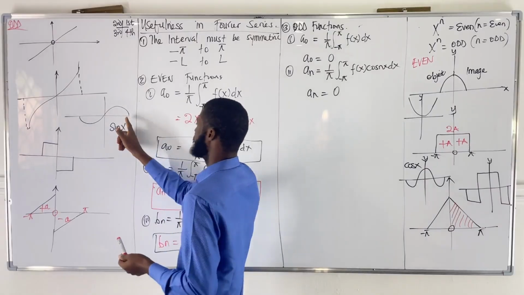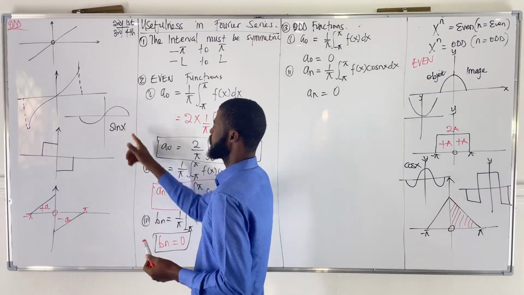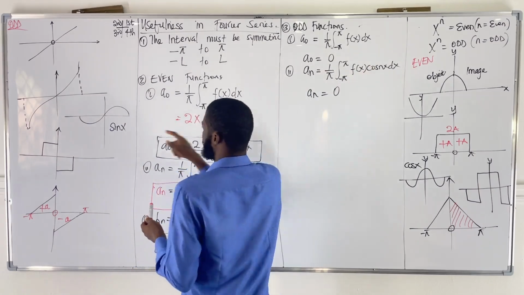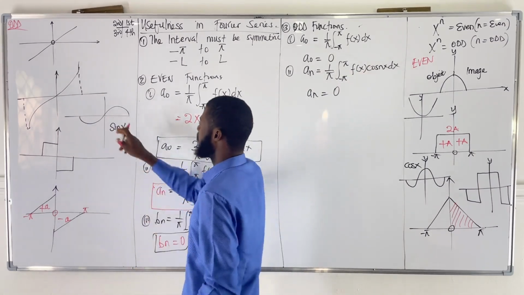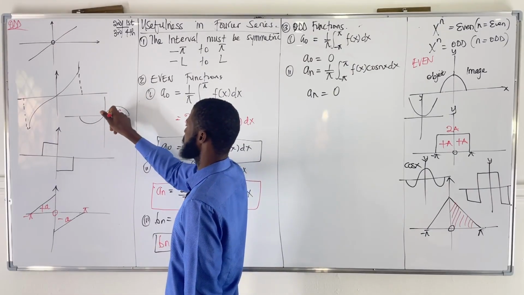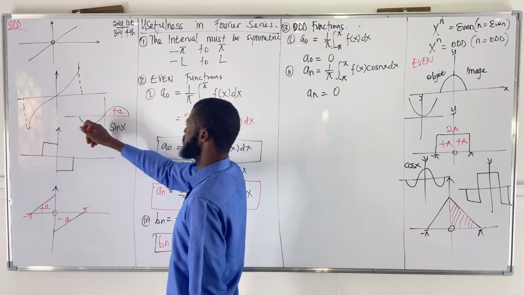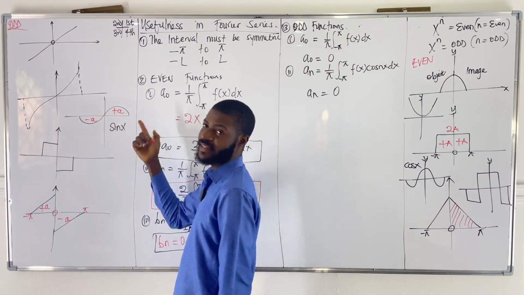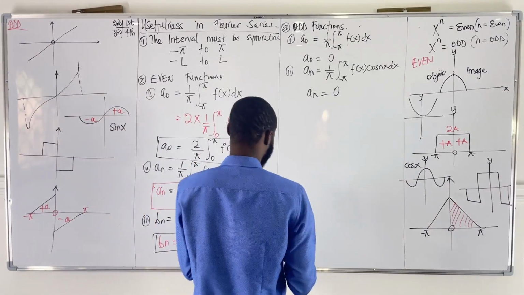Let me use sin x. Let me use this one for example. Since I'm dealing with these two guys, the result will be an odd function, so let me model it by this. If I model it with this, the area above x is plus, so this is plus a. The area below it is minus a. So minus a plus a is 0. So that's why this will be 0.